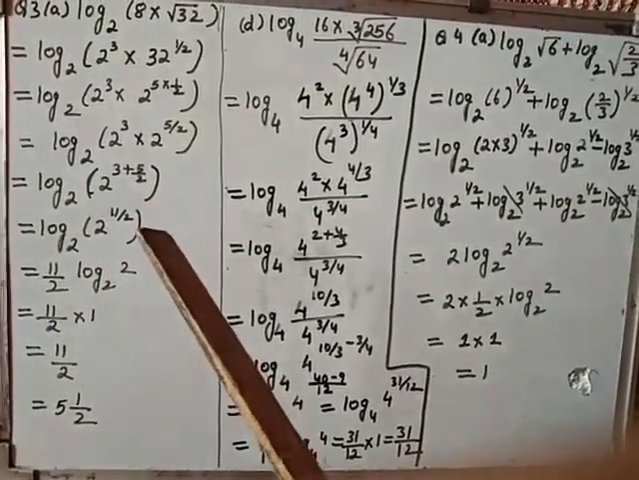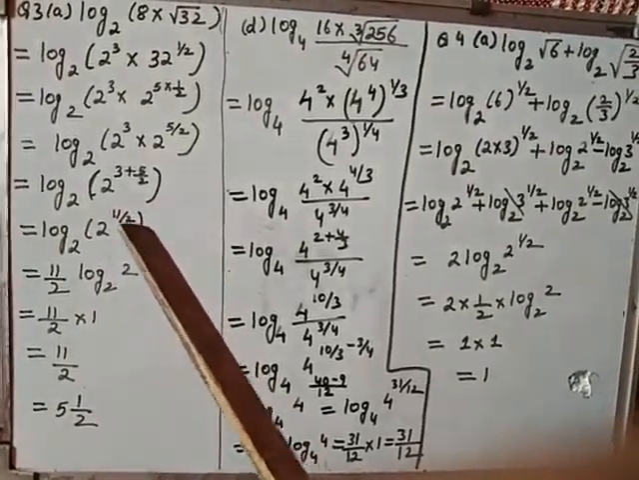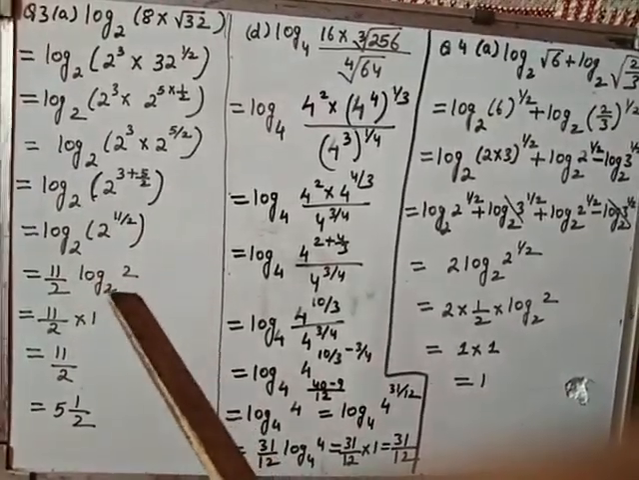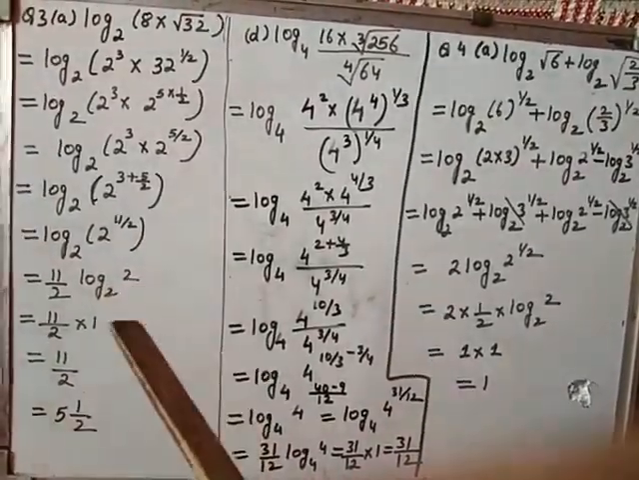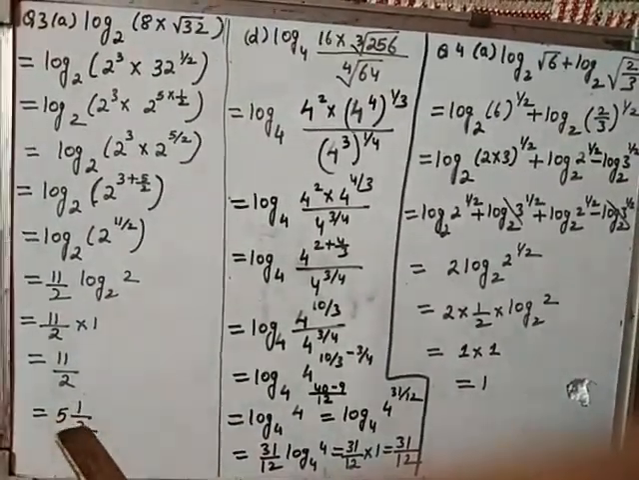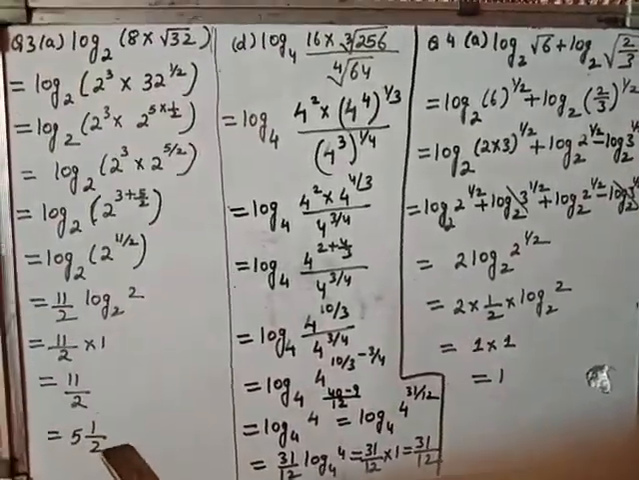By using the third law of logarithm, 11 upon 2 comes in front. So 11 upon 2 log to the base 2 of 2, and we know that log to the base 2 of 2 is 1. So 11 upon 2 into 1 is 11 upon 2, and in mixed fraction it is 5 whole number 1 upon 2. Clear, student?